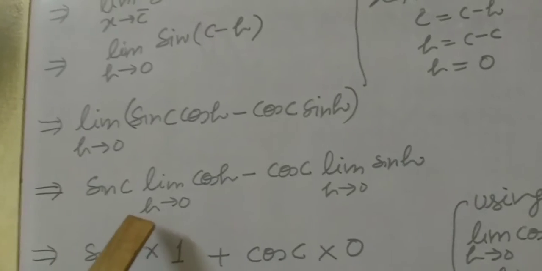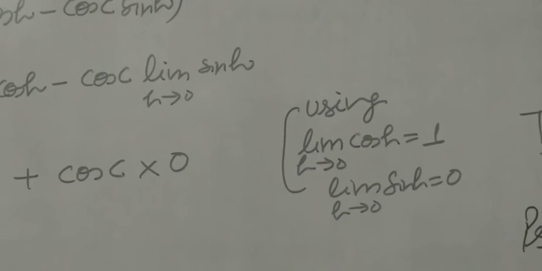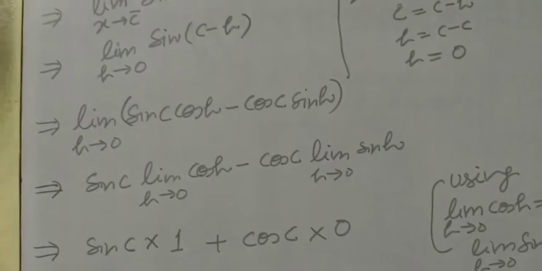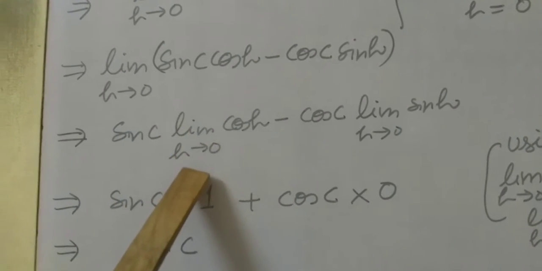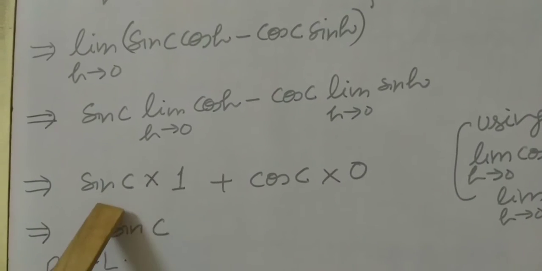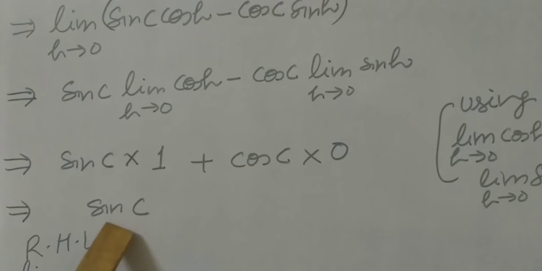Now students, we know that the limit as h tends to 0 of cos h equals 1 and the limit as h tends to 0 of sin h equals 0. So that's why we write 0, and in the place of the limit of cos h we write 1. sin c into 1 is sin c, and cos c into 0 is 0. That's why the answer is sin c.